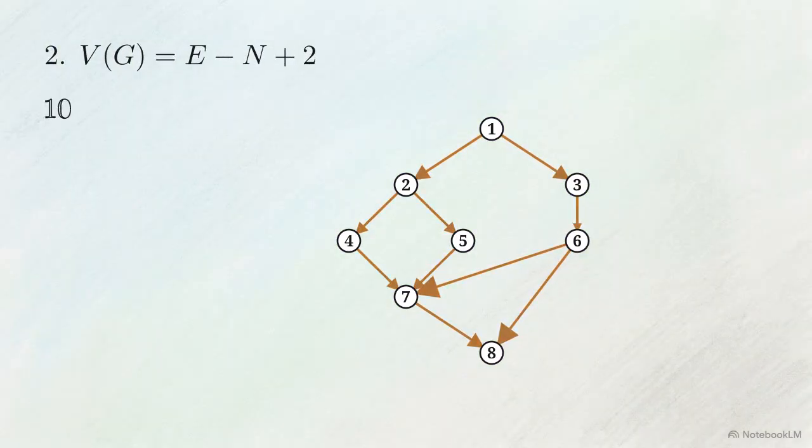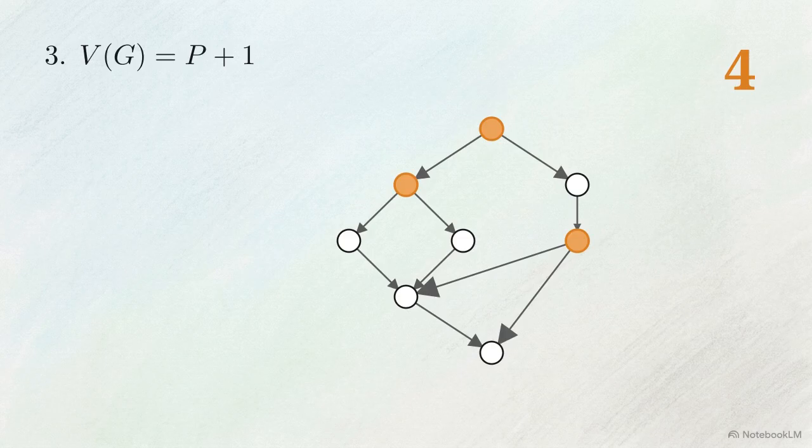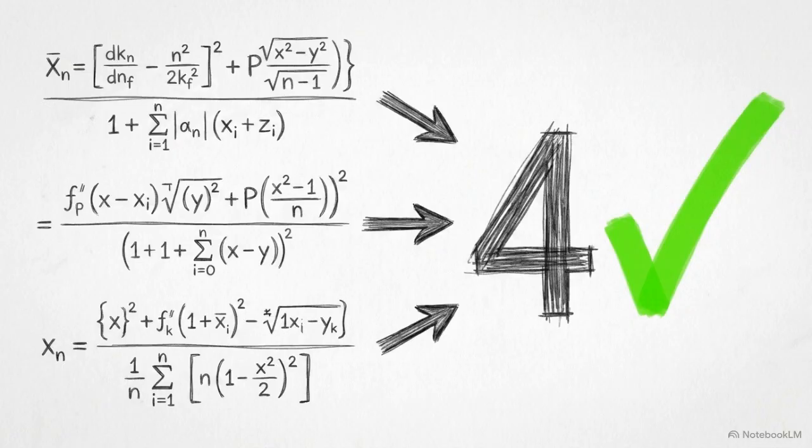To verify that math, use Formula 2. Edges minus nodes plus 2. Run the numbers and you get the exact same result. For a fast check, use Formula 3. Predicate nodes plus 1. Count your orange branching points, add 1, and the total matches again. Reaching an identical number across all three formulas proves the math is correct, locking in the exact target of independent paths we need to test.